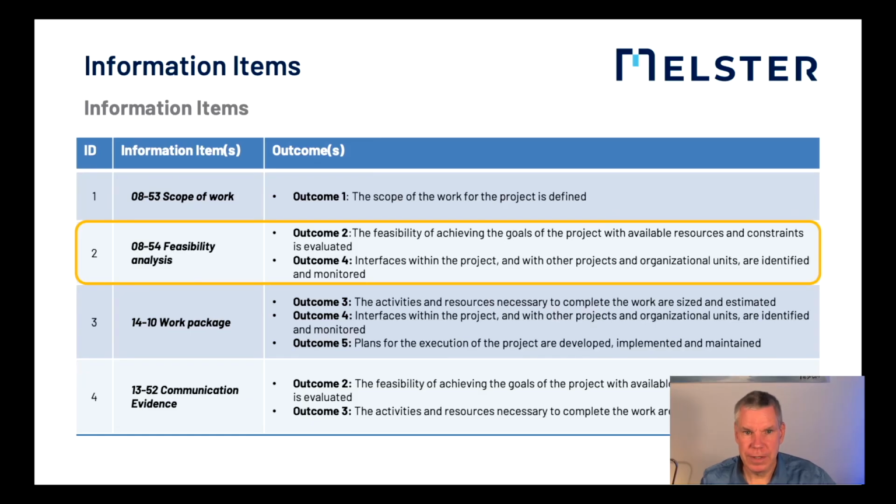Let's continue with the feasibility analysis. This item contributes to 2 outcomes. The first one is, again, obvious. The results of the evaluation of the feasibility are documented in the information item feasibility analysis. But why are the interfaces, the outcome number 4, mentioned? This is not quite obvious.